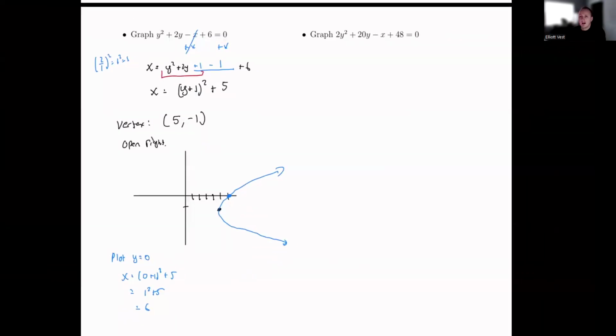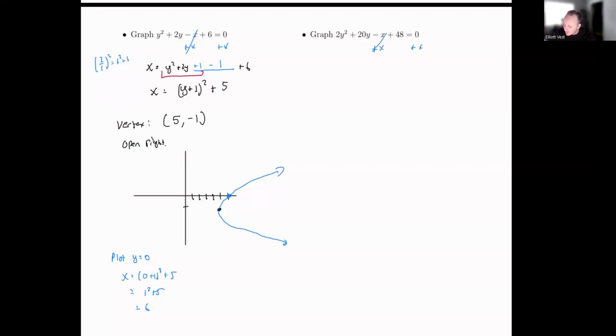We'll do one more. This is probably one of the toughest ones of this video so far, though I don't think this section is that bad. The tough part just comes from the fact that we have a number in front of our y squared. It's going to be a horizontal parabola because we have y squared, so we should add this x to the other side.